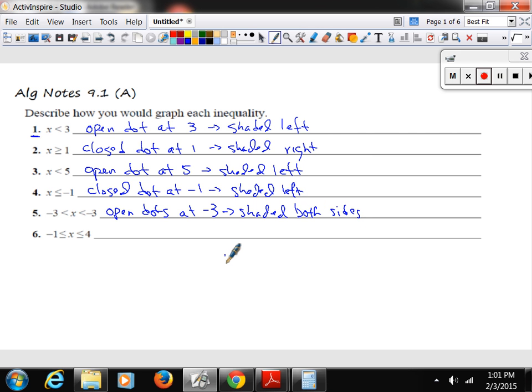Okay, that would be a weird looking graph. Let me show you that one. You'd have your 0, -1, -2, -3. You'd have an open dot there, and you'd be shading this way, and you'd be shading that way.